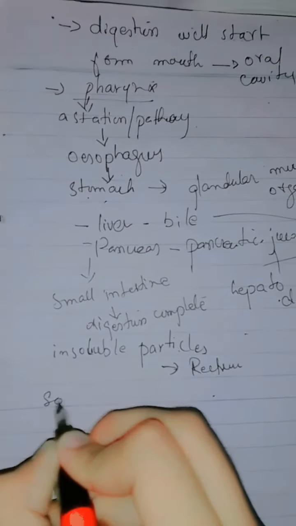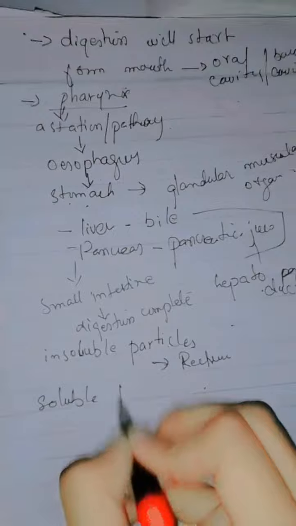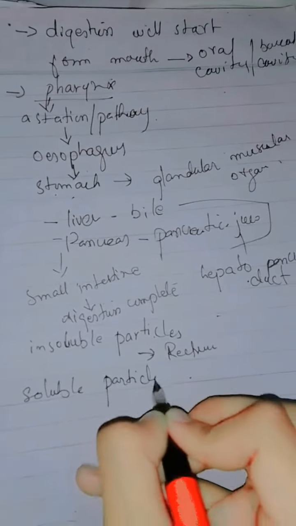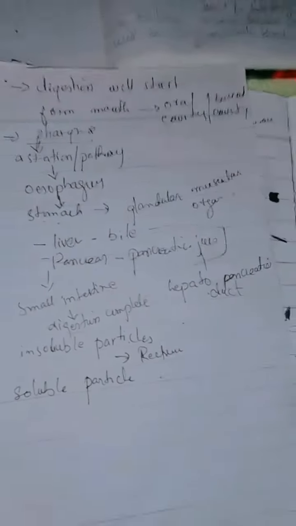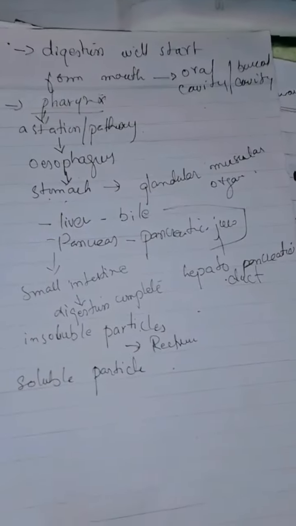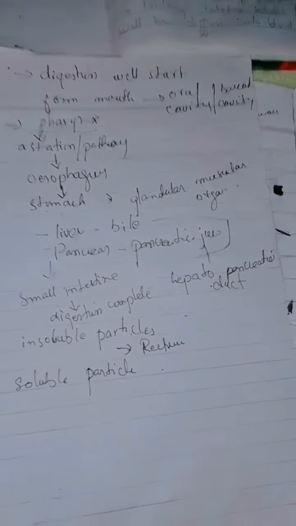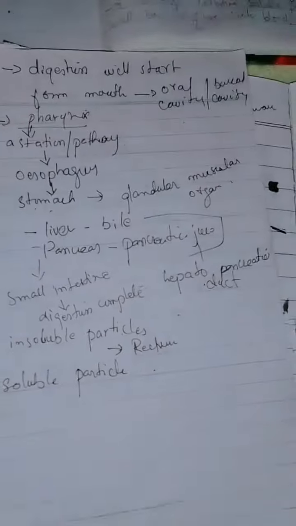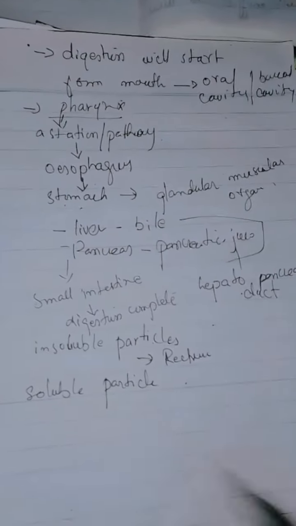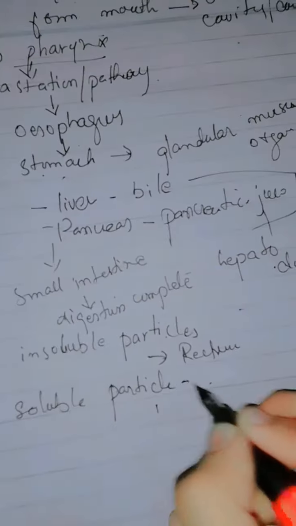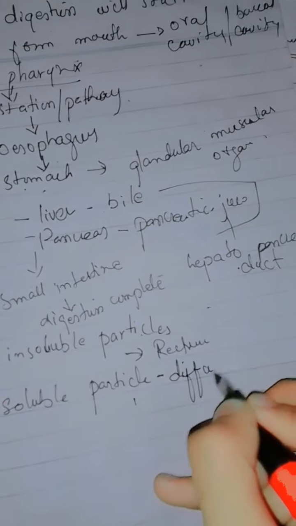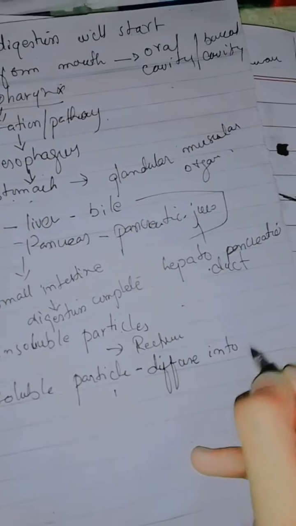And then we have the soluble particles that are digested now. They will move into the blood. They are now diffusible. They become soluble particles and will diffuse into the blood. I'm writing here, it will diffuse into the blood.